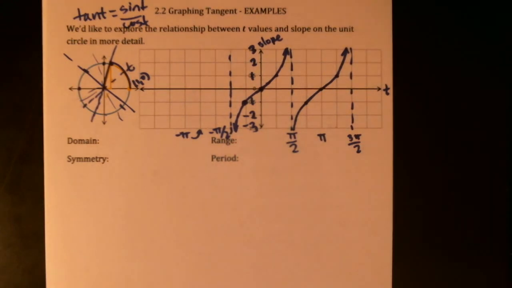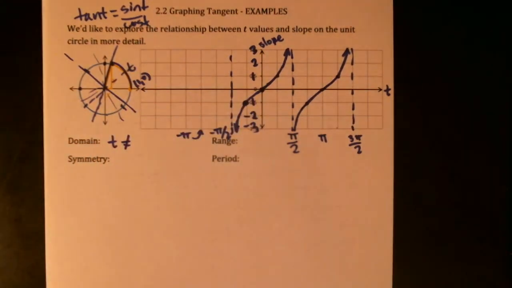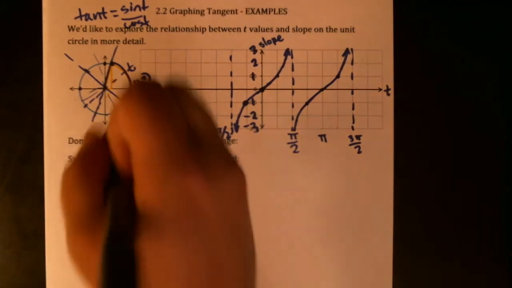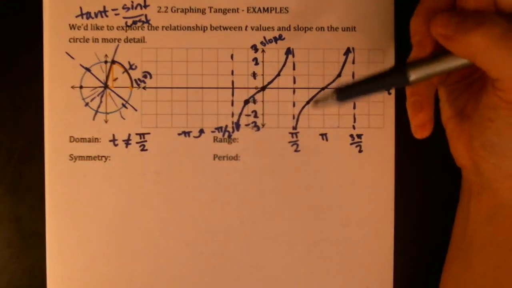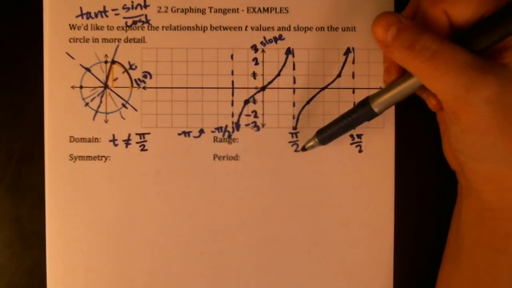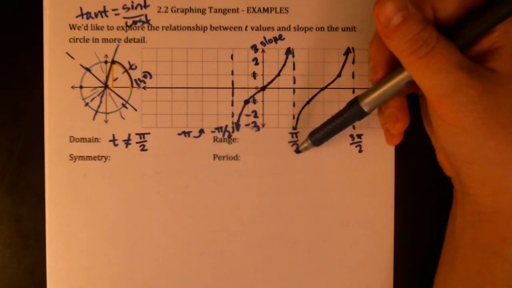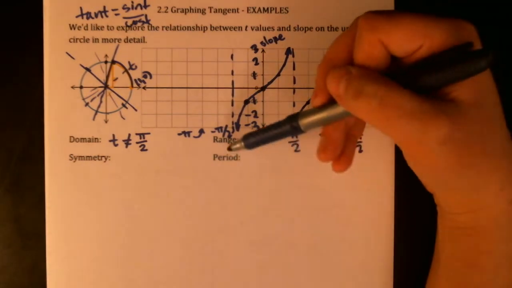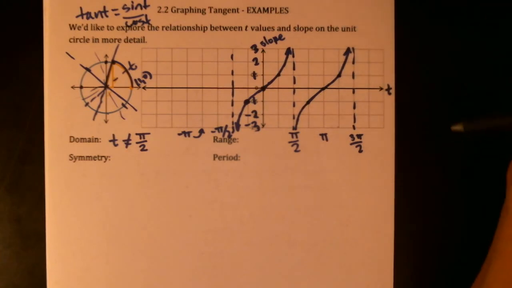There's a couple different ways to say it. I think my current favorite is just to say that t cannot equal, and then just pick any one of the asymptotes as the starting place. So I'm going to say it can't be pi over 2. And then what I want to say is it can't be anything that's an integer multiple of pi away from pi over 2. So 3 pi over 2 is pi away. Negative pi over 2 is pi away. 5 pi over 2 is 2 pi away.